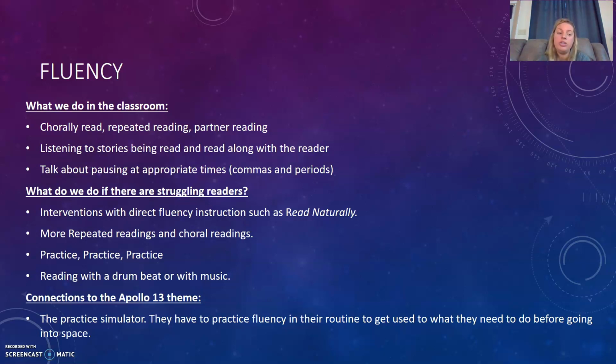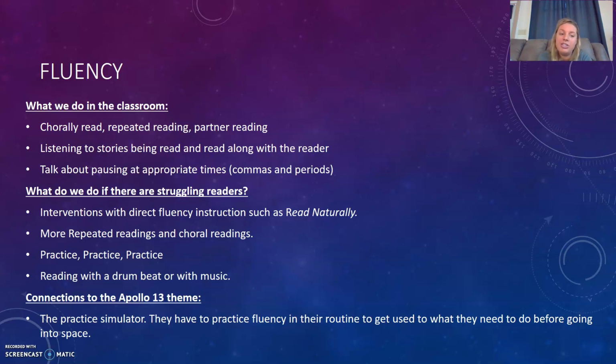What if they're struggling readers? Intervention with reading, direct reading fluency instruction, such as Read Naturally, is a great intervention tool. More repeated readings and choral readings for students. Practice, practice, practice. Practicing fluency is the only way that you are going to get better.